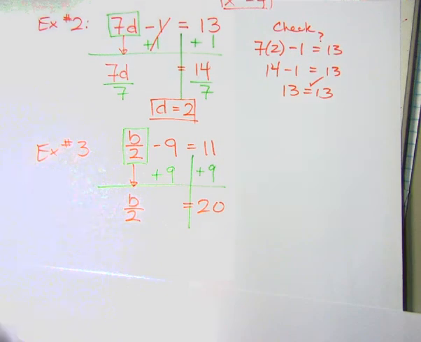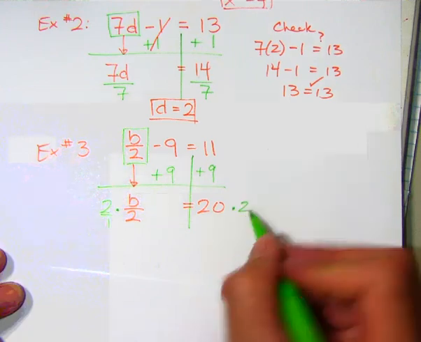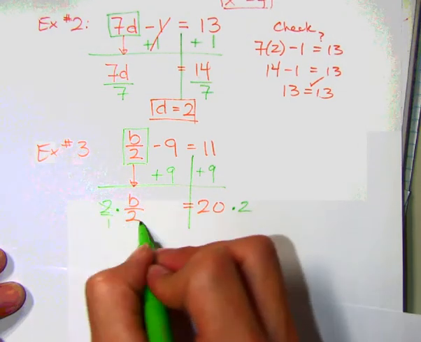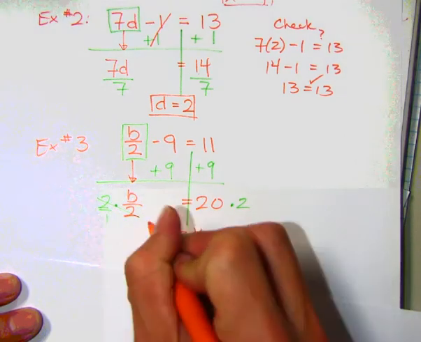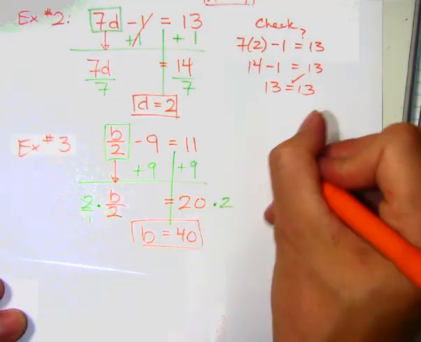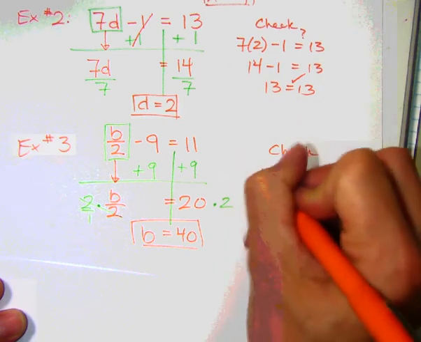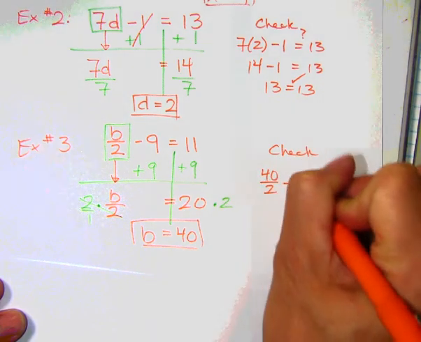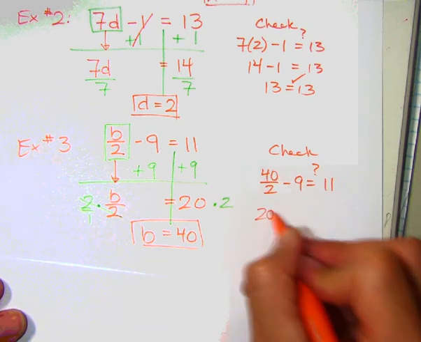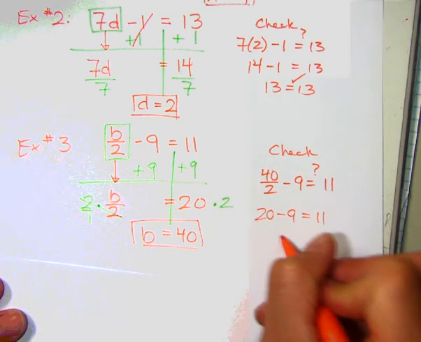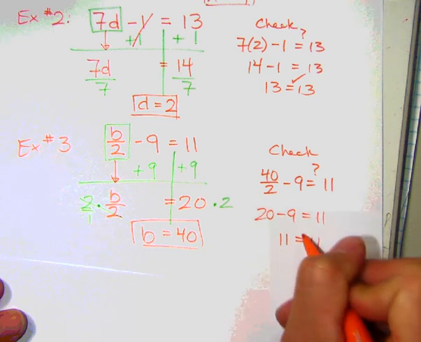Now something is happening to b. It's being divided by 2. So if I multiply by 2, or 2 over 1 if you want to say it that way, those are going to cross out, and I'm going to be left with b is equal to 40. There's my answer, and here's where I'm going to check my work. So does 40 divided by 2 minus 9 equal 11 is the question. 40 divided by 2 is 20, minus 9, does that equal 11? Well, yes, it does. 11 equals 11, and there's my check.